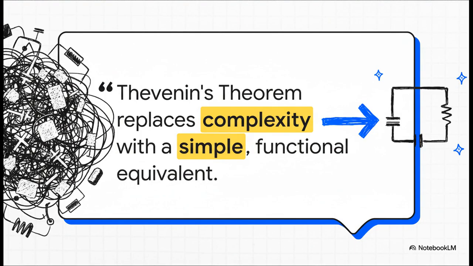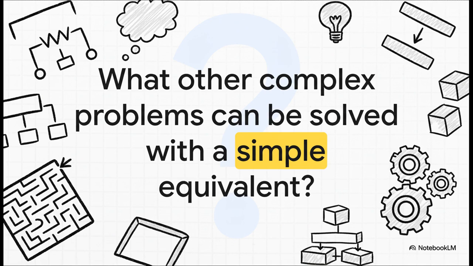So the big takeaway here is this. Thevenin's theorem isn't just some clever math trick for a test. It's a genuinely powerful way to think, a tool for managing complexity. It's about replacing an overwhelming, messy problem with a simple, functional equivalent that gets you the answers you need fast. And that kind of leaves us with a final thought, doesn't it? We use this powerful idea to simplify an electrical circuit, but where else could this mindset apply? I mean, what other complex problems in your life or in the world could be solved if we just found their simple, elegant equivalent? Something to think about. Thanks for joining me.